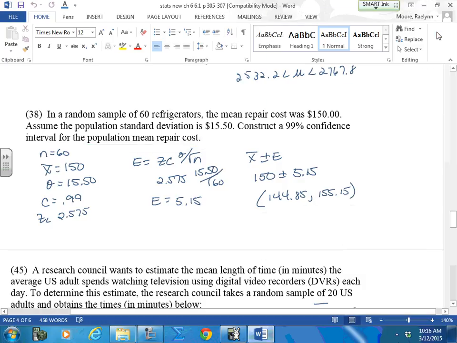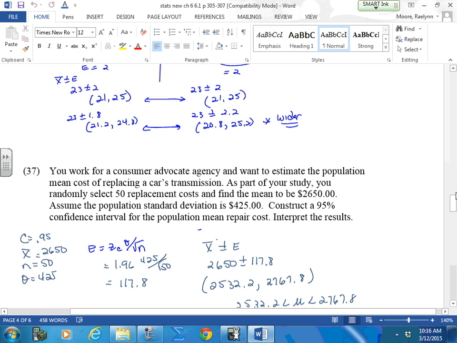If I want to be less confident, I don't need as much wiggle room. My margin of error will get a little smaller, and my interval will get a little narrower.